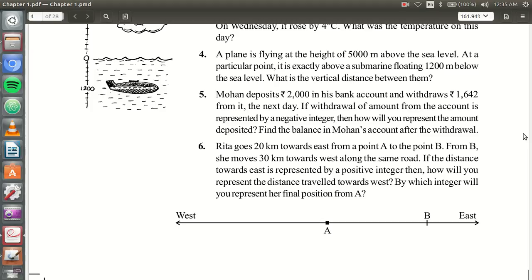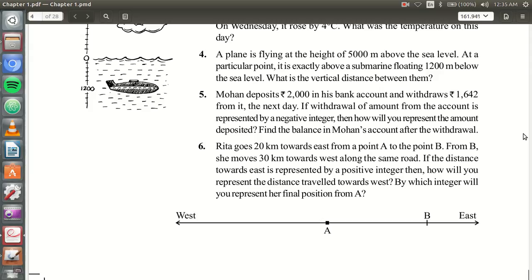Hi guys, this video covers the sixth question and the question is very simple. Rita goes 20 kilometers towards east from point A to point B. From B she moves 30 kilometers towards the west along the same road. If the distance towards the east is represented by a positive integer, then how will you represent the distance traveled towards the west? By which integer will you represent her final position from A?